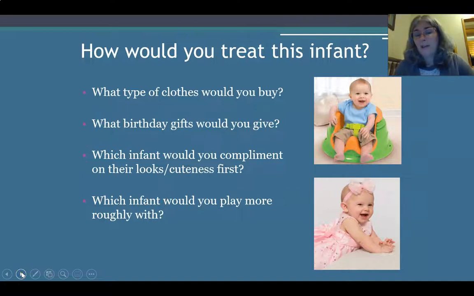They then also asked follow-up questions. What type of clothes would you buy this child? What birthday gifts would you give? Which infant would you compliment on their looks? And which infant would you play with?